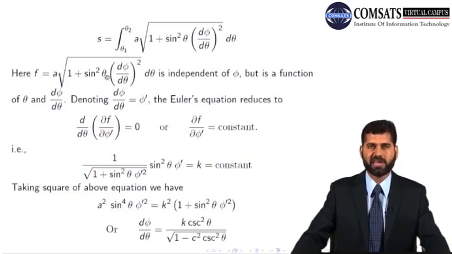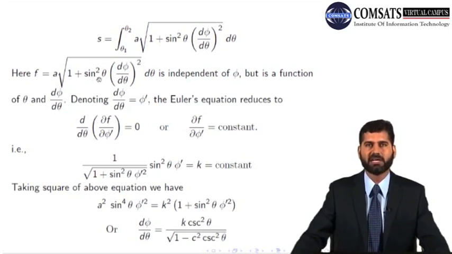So I have variables theta and phi prime. So there is no phi explicitly here, so the derivative with respect to phi will be 0, and we have only two variables, theta and phi prime. If we have two variables theta and phi prime, then your Euler equation reduces to d by d theta, because the first expression is partial f by partial phi, which is 0. Then the second is d by d theta of partial f by partial phi prime equal to 0.